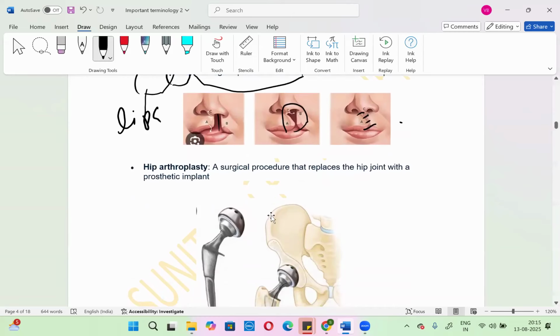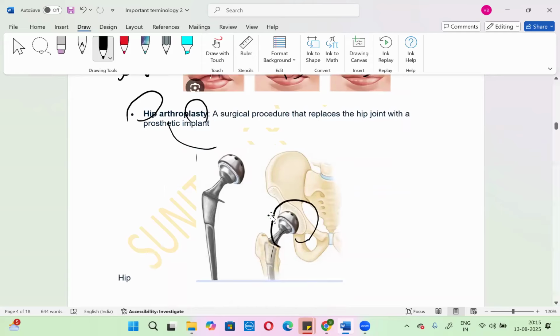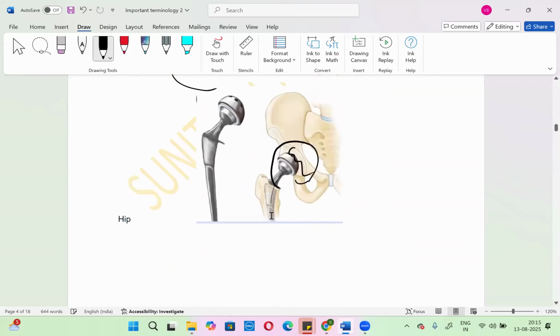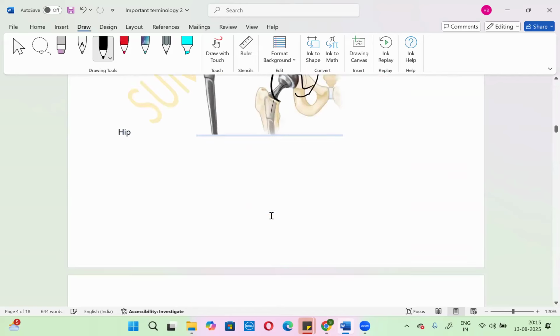Okay, next comes hip arthroplasty. Now, plasty is what? They are doing the repair. Where are they doing it? In the joint, arthro. And which joint is it? Hip joint. This is the artificial one. They will place it and do the repair. So in this way, you can see the repair, which is nothing but plasty. They will do the repair either with the artificial one or with the help of sutures.